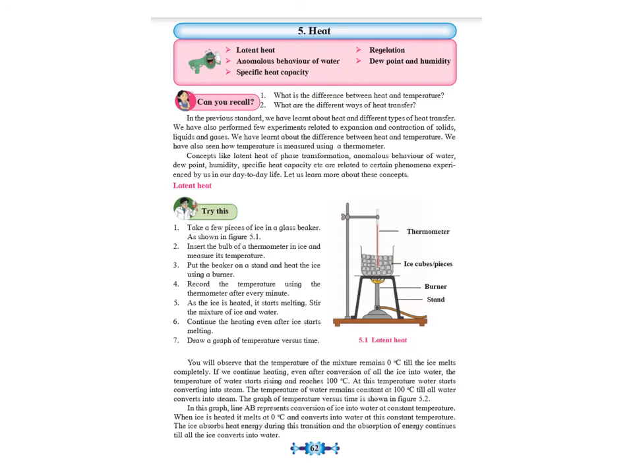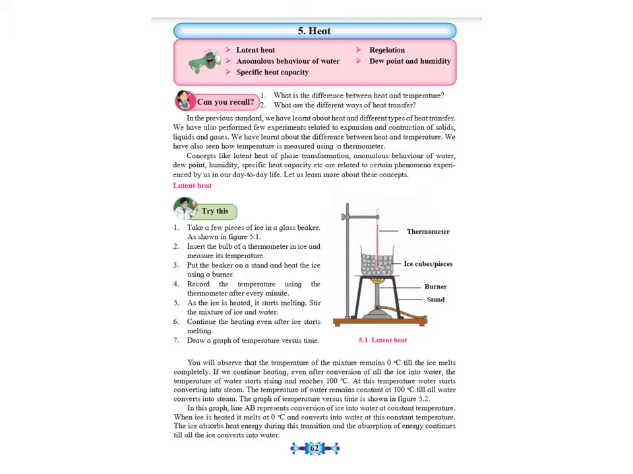Good morning, students. Today we'll be starting with chapter number 5, Science 1, Heat. In the previous class, we have learnt about what is heat and we have also learnt about different types of heat transfer. Here we will be learning about concepts like latent heat, anomalous expansion or behavior of water, dew point, humidity, etc. Let us begin with latent heat.